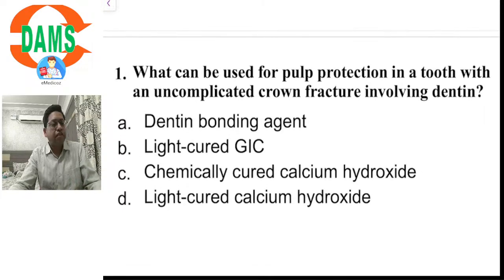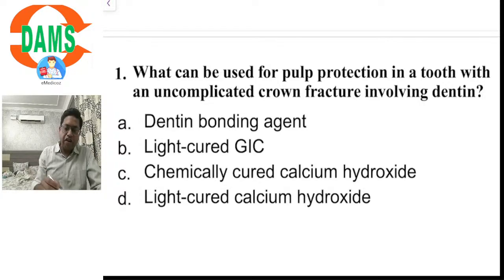As you can see, question number 1 is displayed on the screen. What can be used for pulp protection in a tooth with an uncomplicated crown fracture involving the dentine? Again, I'm stressing the fact that for your examinations, dental traumatology is a very important topic. Recently you must have appeared for the NEET MDS also, and must have seen that a couple of questions have come from there. So it is talking about an uncomplicated crown fracture.